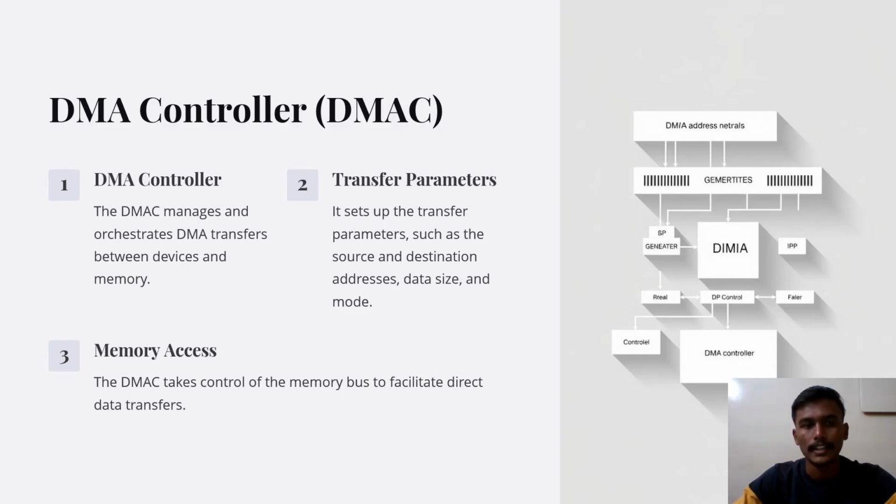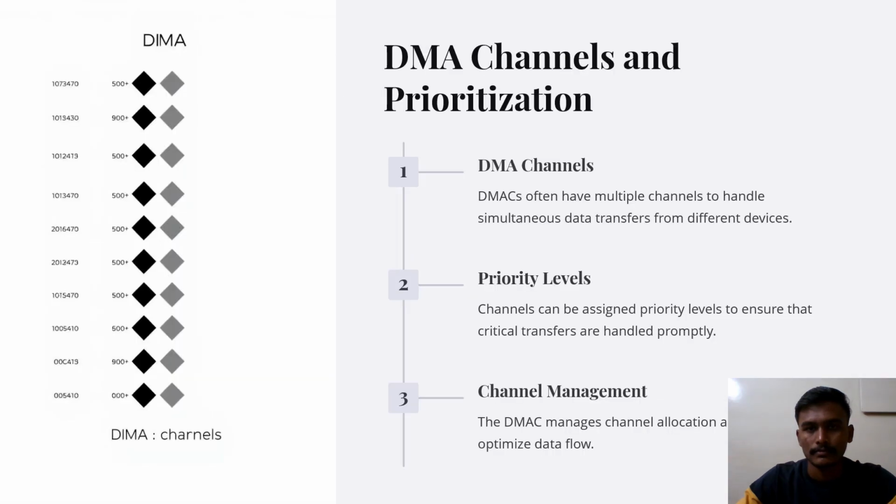DMA controller. The DMA controller manages and orchestrates DMA transfers between devices and memory. Transfer parameters. It sets up the transfer parameters such as source and destination addresses, data size and mode, memory access. The DMAC takes control of the memory bus to facilitate direct data transfer.